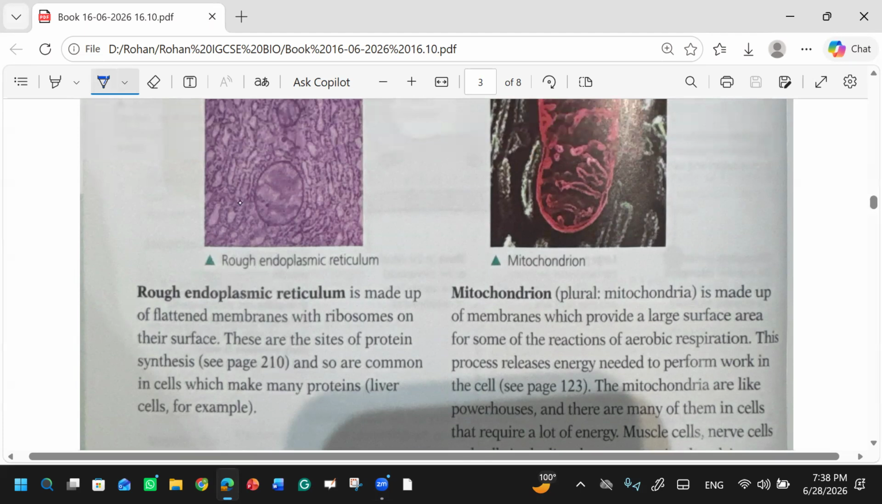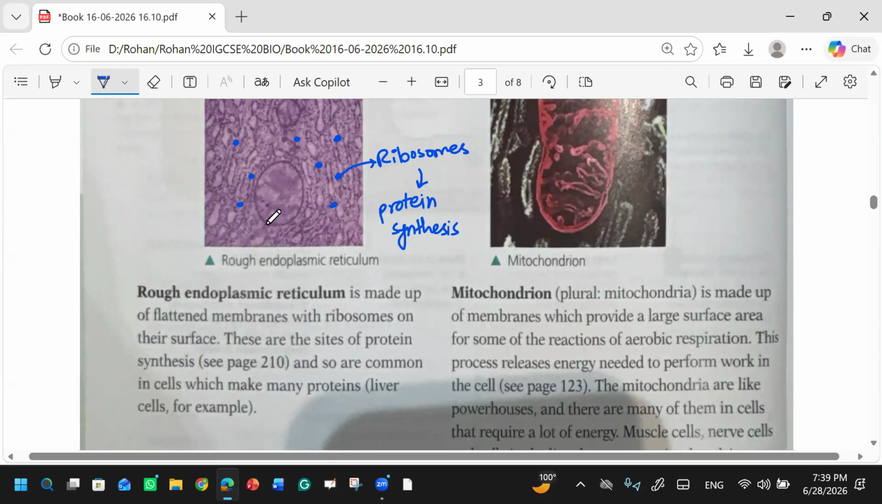Actually, on this rough endoplasmic reticulum, there are some structures like this. These are known as ribosomes. These ribosomes are the site where protein is synthesized. What I'm saying is that rough endoplasmic reticulum does not directly produce protein. It has a structure known as ribosomes. These ribosomes are the site of protein synthesis, and that is why it is known as rough endoplasmic reticulum.